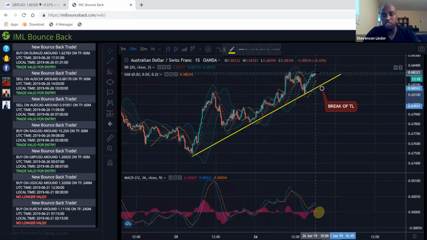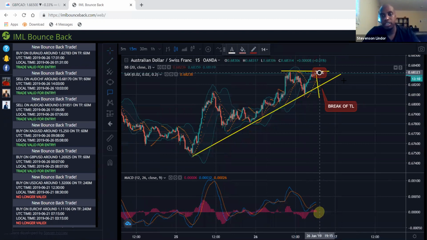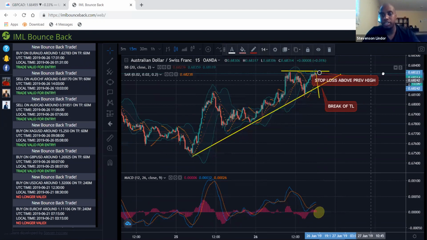So let's say price just dropped to where it's at right now. My previous high would be right above here, right? Previous high. And all I'm looking for is, again, 10, 20 pips.